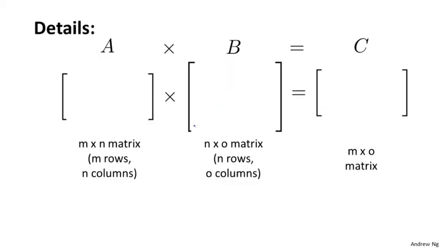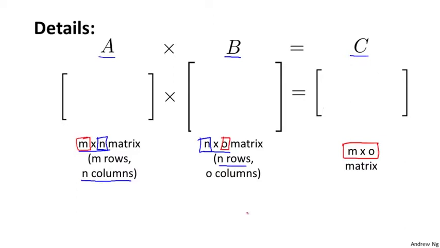Here are the details. I have a matrix A, and I want to multiply that with a matrix B, and the result will be some new matrix C. It turns out you can only multiply together matrices whose dimensions match. So A is an m by n matrix, so m rows, n columns, and I'm going to multiply that with an n by o matrix. This n here must match this n here. So the number of columns in the first matrix must equal the number of rows in the second matrix. And the result of this product will be an m by o matrix, like the matrix C here.